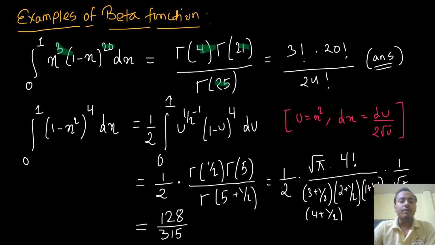Again, take the integral from 0 to 1 of (1 minus x square) whole to the power 4 dx. Similar format, 0 to 1, and you have the same thing like 1 minus x, but not really 1 minus x, right? It's x square. What you can do is take u equals x square and transform it into a beta integral, which is half into the integral from 0 to 1, same thing. Here you again express it in the form of a beta function, right? Half minus 1 and then again 5 minus 1. So it will simply give you this value. You can calculate the value to get 128 by 315.